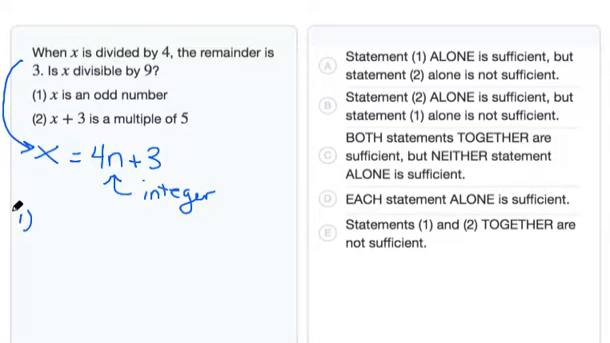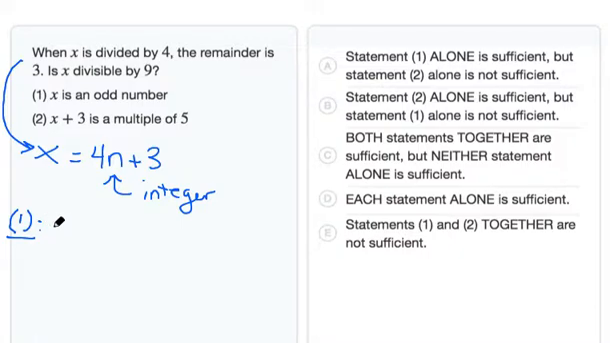We're looking for whether our statements will be sufficient, meaning that given the information from the statement, are we able to answer the question, is x divisible by 9, definitively? Statement 1 tells us x is an odd number. Now, if we consider the given information, x is equal to 4n plus 3. No matter what n is, this whole thing is going to be odd, because 4n is always going to be even, and if we add 3, it results in an odd number.